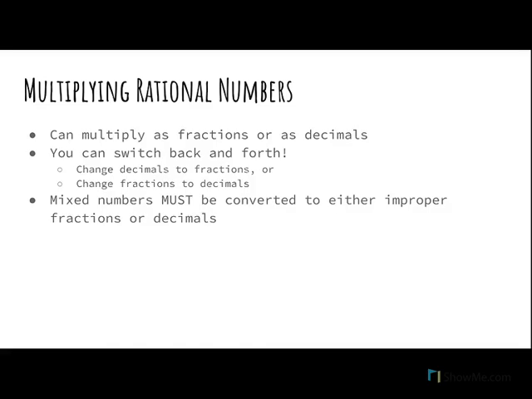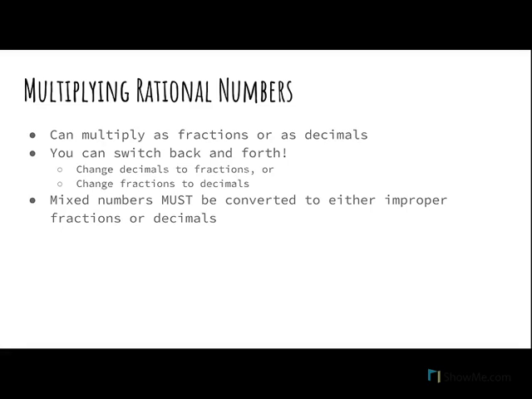So, as I said earlier, multiplying rational numbers means we're multiplying as fractions or as decimals. We can use either one. Okay, so if we have decimals, we could change them to fractions to multiply. If we have fractions, we could change them to decimals to multiply. It's just, we're going to want to make sure that we're multiplying fractions times fractions or decimals times decimals. We don't want to switch back and forth.